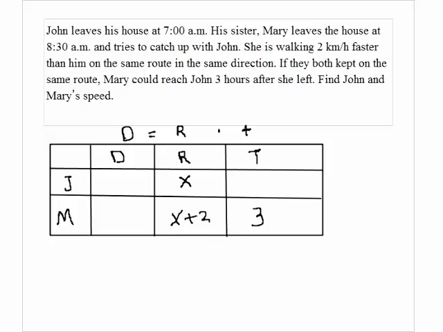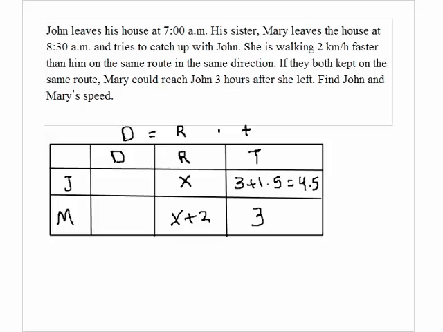David, can you tell me why it's 4.5? David says because he left an hour and a half earlier. That's absolutely correct. John leaves his house at 7 a.m. and his sister Mary leaves at 8:30, so it's 1 hour and a half earlier. You need to add that to the time for John, so that would be 3 plus 1.5. So the time for John would be 4.5.